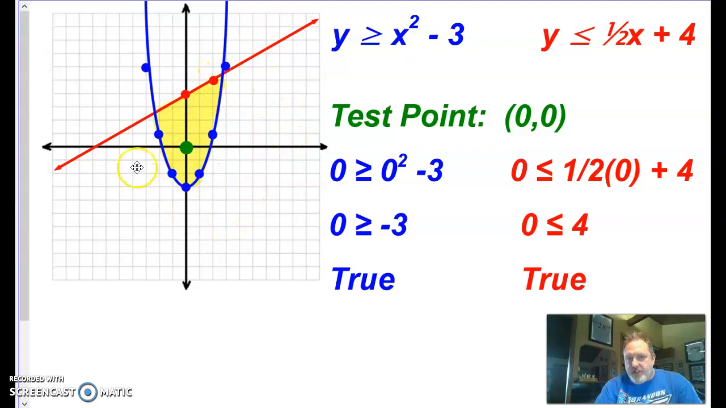The reason I can't shade any of this, yes, it's under the red line, yes, it's shading towards 0, 0, but that is shading away from 0, 0 in relation to the blue curve. So again, it's got to satisfy both.